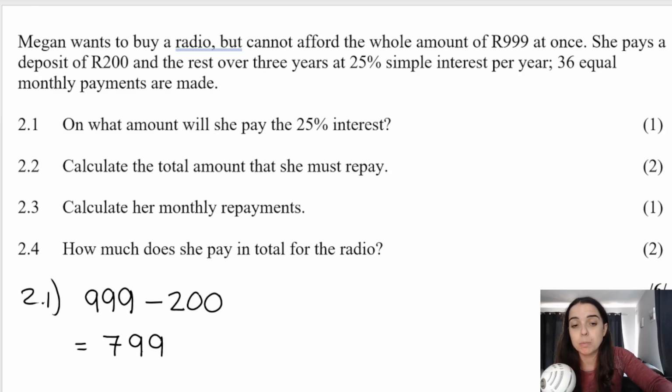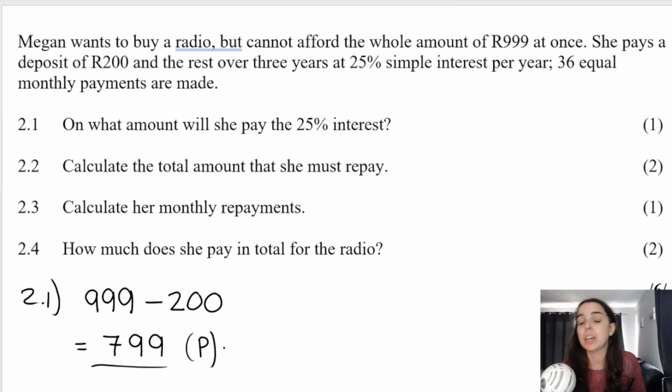799 Rand. That amount is what we call the balance. That is my P-value, which I'm going to be using in a little bit, and that is the amount on which she pays interest. So basically 799 Rand. Then calculate the total amount that she must repay. When they say the total amount that she must repay, they mean including interest.